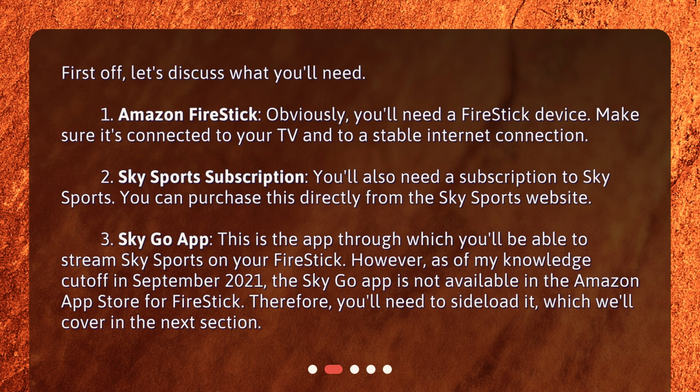2. Sky Sports subscription. You'll also need a subscription to Sky Sports. You can purchase this directly from the Sky Sports website. 3. Sky Go app. This is the app through which you'll be able to stream Sky Sports on your FireStick. However, as of my knowledge cutoff in September 2021, the Sky Go app is not available in the Amazon App Store for FireStick. Therefore, you'll need to sideload it, which we'll cover in the next section.